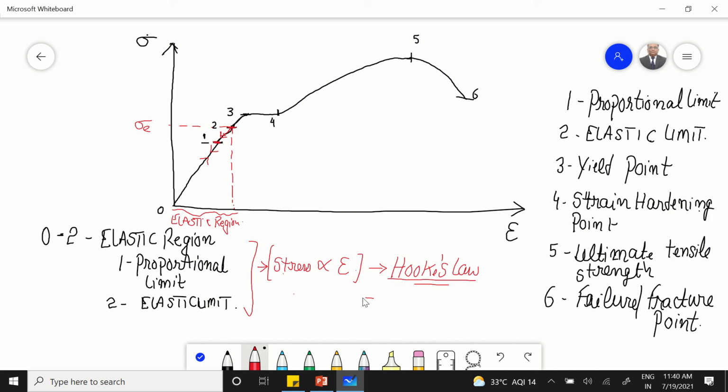Mathematically we can write it as sigma is directly proportional to epsilon, or engineering stress, since we are calculating this on the basis of the initial cross sectional area and initial gauge length. So sigma E is directly proportional to epsilon E. If you want to remove the proportionality sign, it will be equal to some constant, we call it E, into epsilon E, which is the mathematical form of Hooke's law. And E is nothing but the elastic modulus or Young's modulus of a material.